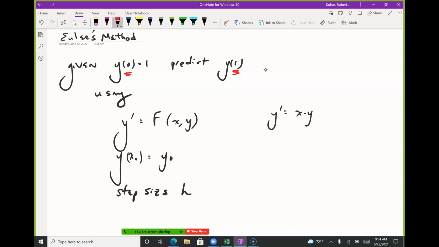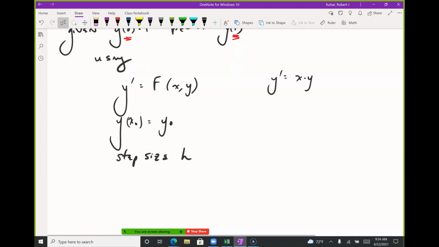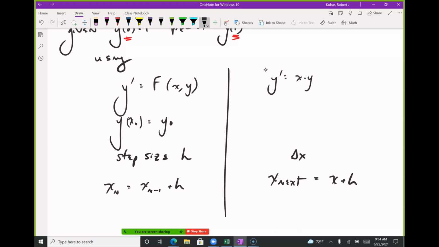And then x next. So x sub n is x sub n minus 1 plus h. I like to say x next is x plus h. Just take the previous x and add h. So if I had a step size of 1/2, I'm doing 0 to 1/2 to 2/2 to 3/2 to 4/2, just like a delta x. So I really like to think of this piece as delta x. This is the book, and this is for us.